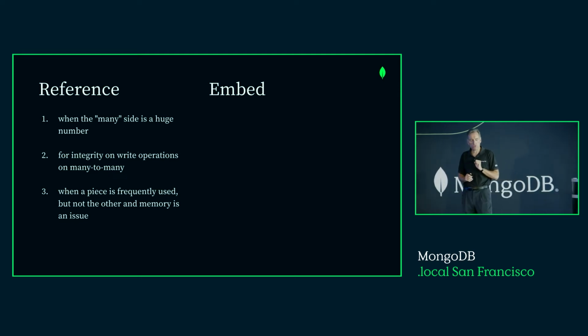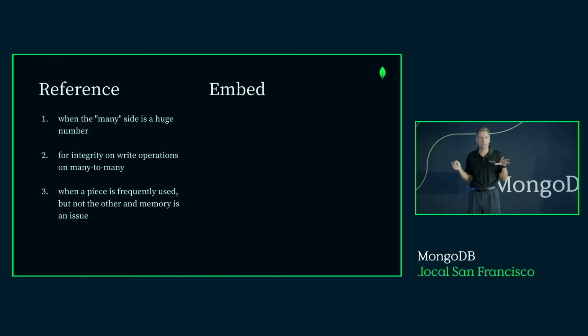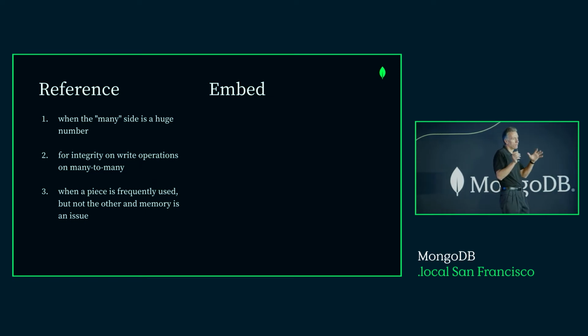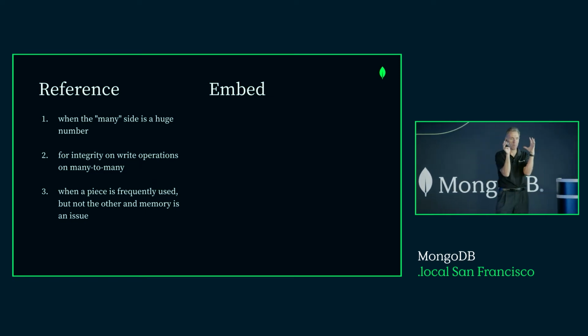I need to do write operations, and I want integrity on those. I write on many documents, and I want that for a many relationship. I don't want to update many documents. I'm going to put those in a transaction. I'm going to write 2 documents. I'm good to go. When a piece of information is used, but not all of it.